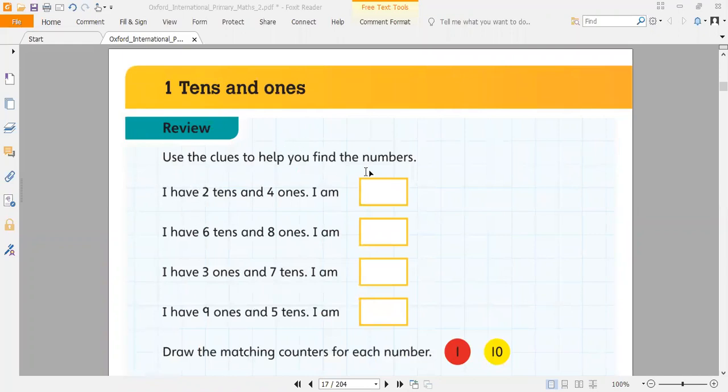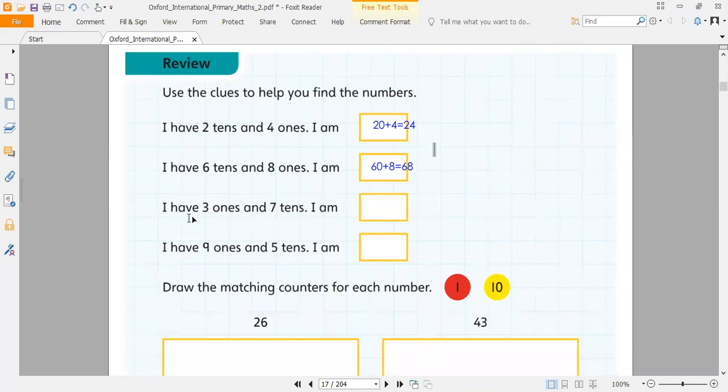I have 2 tens and 4 ones. I have 2 tens. 2 tens means 20, and one 10 means 10. Okay, we have 2 tens plus 4 ones, so it's equal to 24. Next is I have 6 tens and 8 ones. 6 tens means 60 plus 8 ones is equal to 68.